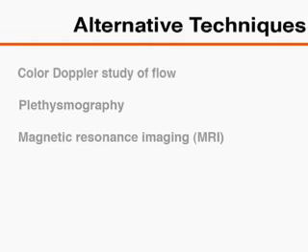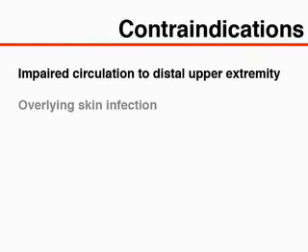Alternative techniques that can be used to measure collateral circulation of the forearm include color Doppler flow study, plethysmography, and MRI. These methods are more often used when assessing the radial artery for more invasive procedures, such as arterial harvesting for coronary bypass. In addition, radial arterial puncture should not be performed in the presence of an overlying skin infection.